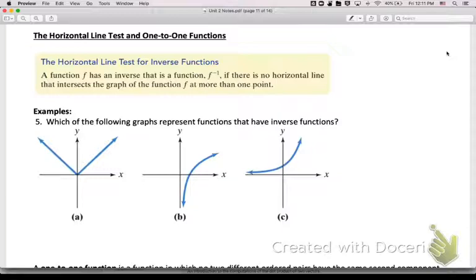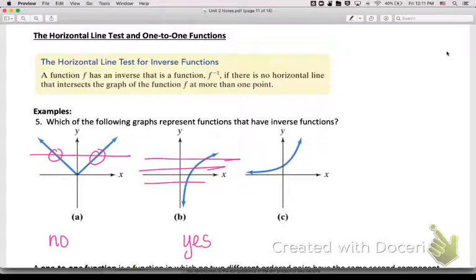So just like with the vertical line test, we want to see if it intersects more than once. On number 5A, it intersects twice. So this one does not have an inverse function. Part B, it does have an inverse function. And part C also has an inverse function. There's nowhere that intersects twice.